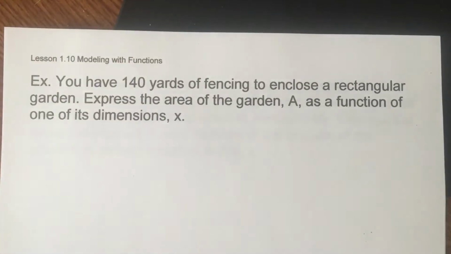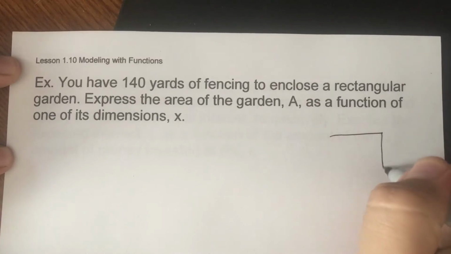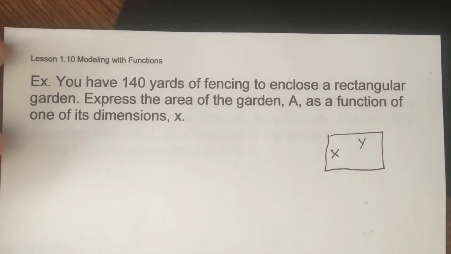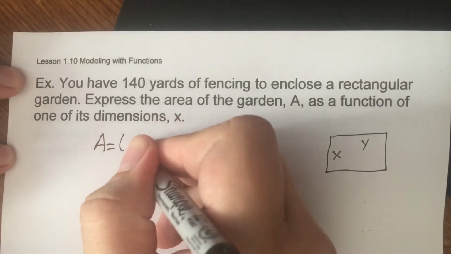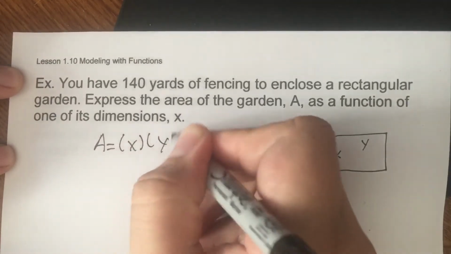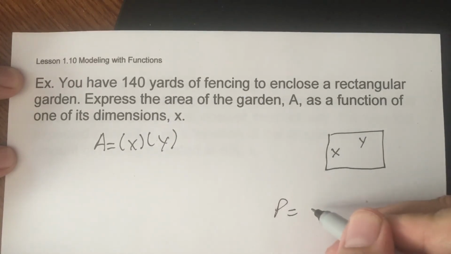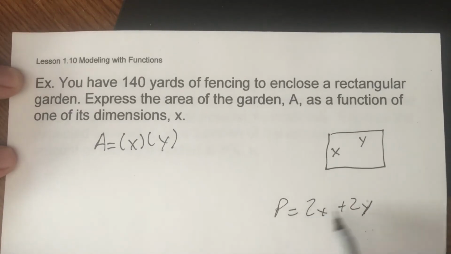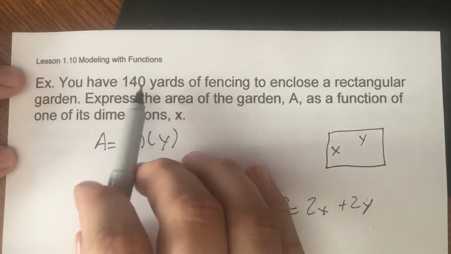So, 140 yards of fencing. Fencing is going to go around the outside. So if this is our garden, we don't know the dimensions, but we know this is going to be x, this is going to be y. So area would be x times y. But we know perimeter is going to be 2 times x plus 2 times y, because it's twice the width plus twice the length. 140 of fencing is going to go around the outside, so that is the perimeter.